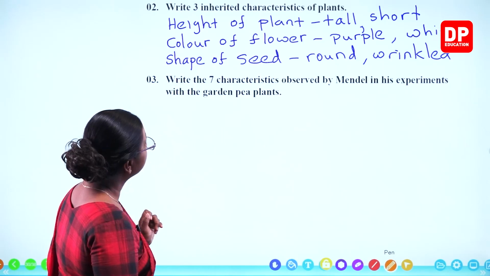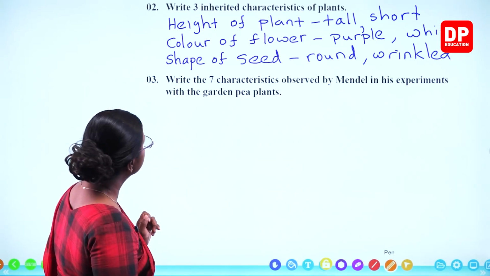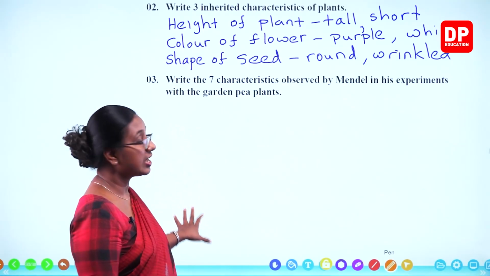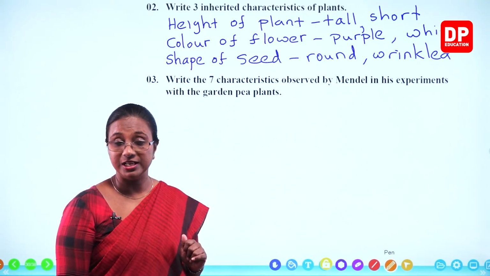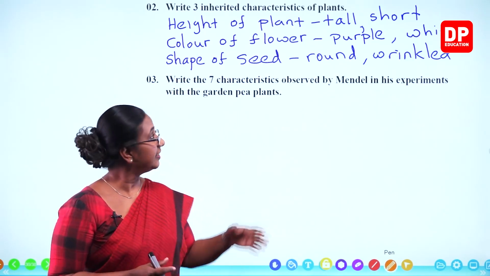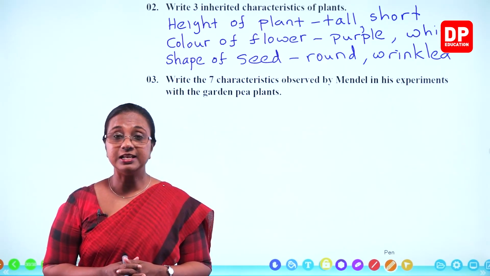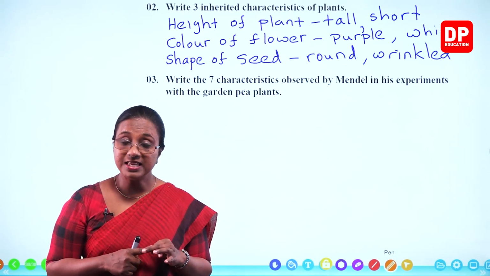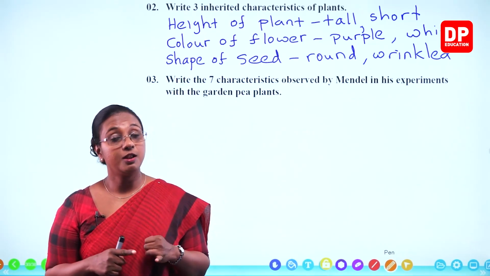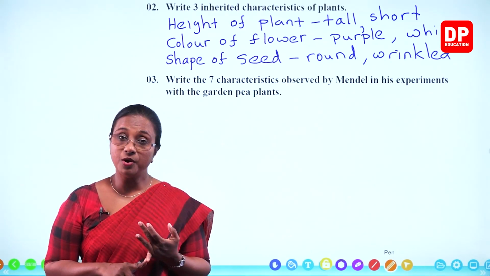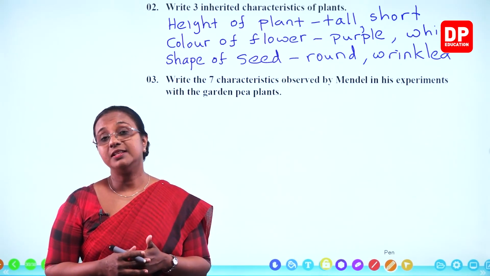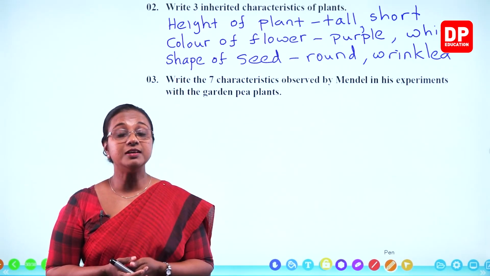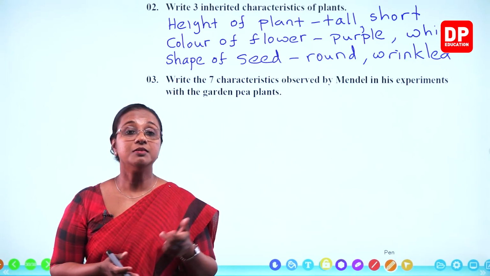Write the 7 characteristics observed by Mendel in his experiments with the garden pea plant. So again, those are the 7 characteristics that you need to observe. Some of them we have already written. You can write the color of the flower, color of the seed, shape of the seed, color of the pod, shape of the pod, and also the nature of the flower, position of the flower, and also the height of the plant.